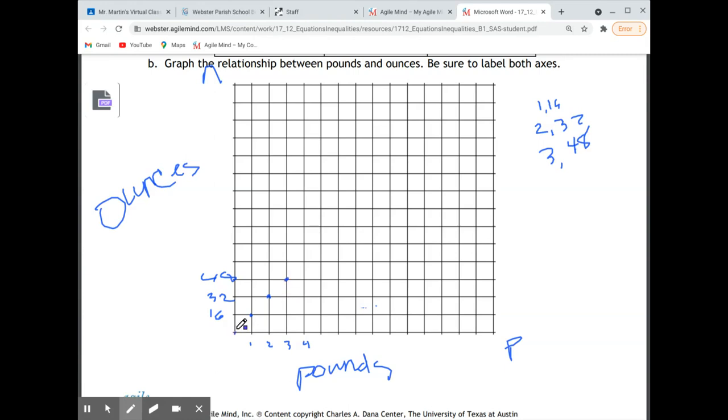What do you notice about this? What type of line does it form? A straight line. Yep, a straight line, and that line's passing through the what? The origin. So what type of relationship does this show? Proportional or non-proportional? Proportional. Good.